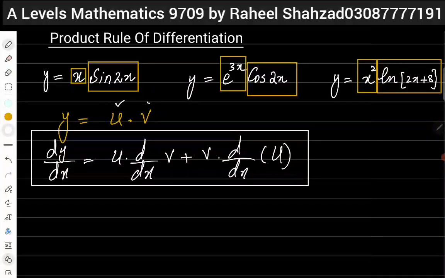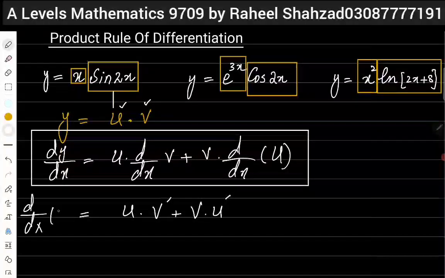If we have two functions u and v coming as a product, the differentiation would be u times the derivative of v plus v times the derivative of u. Usually we simply write it as u v' plus v u'. That is when we have u and v, two functions, as a product. So let's take these examples.